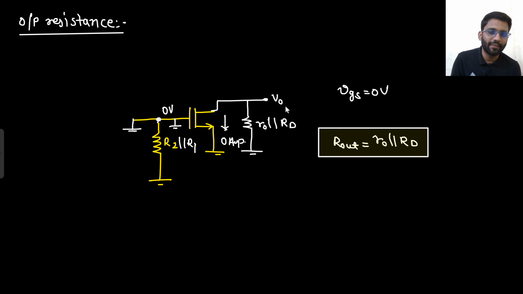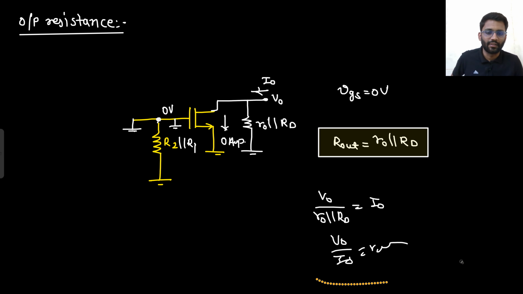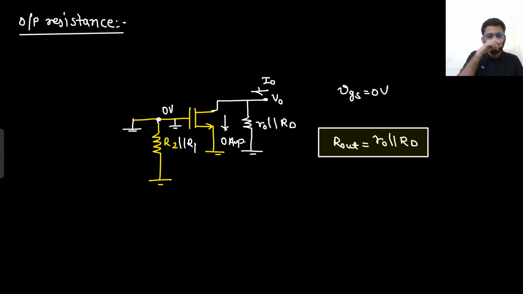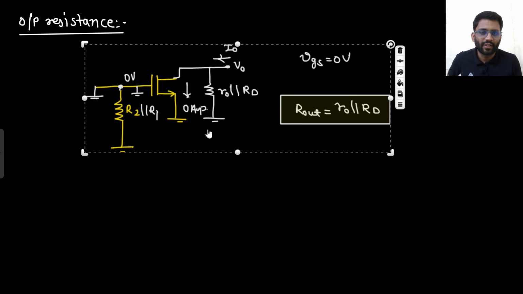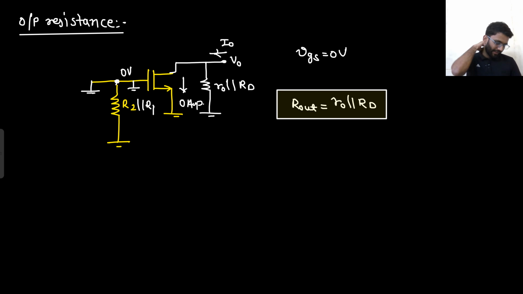What we are doing is applying a voltage V naught and getting I naught current out of it. So V naught by R naught parallel with RD is equal to I naught. Why so? Because there is 0 ampere current elsewhere, so the complete I naught current is flowing through R naught parallel with RD. So what is your V naught by I naught? That is R naught parallel with RD only. So your output resistance is R naught parallel with RD. There is no use of writing current again, so let's forget about the current. They will not ask you current gain. They ask input resistance, output resistance, and voltage gain. And if they ask current gain, you can apply some equations and get to the final answer.